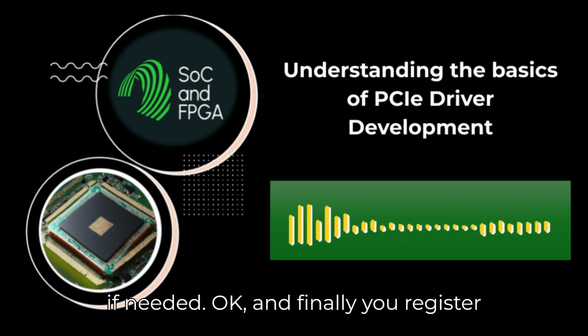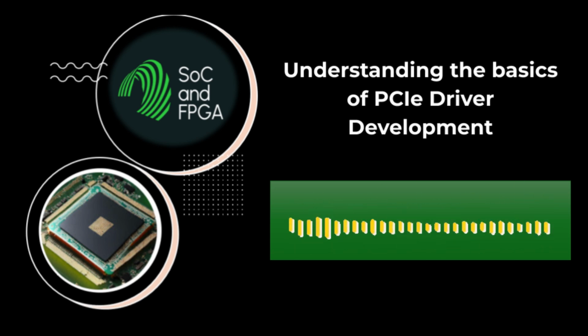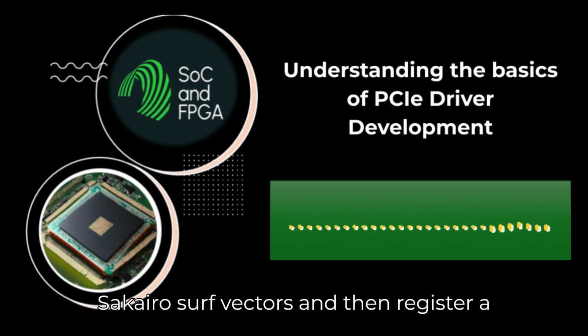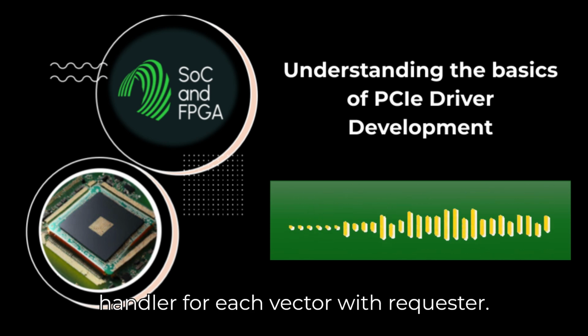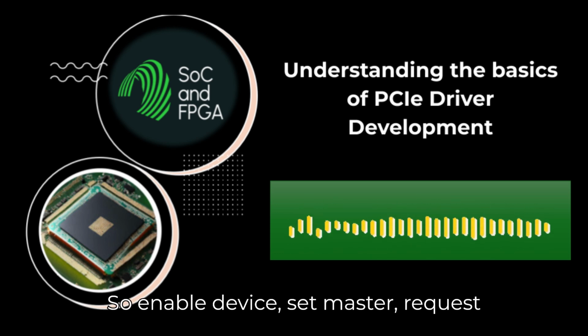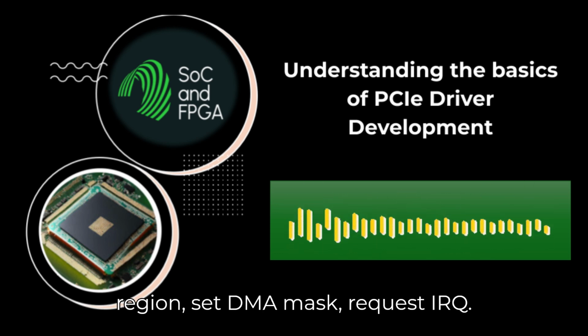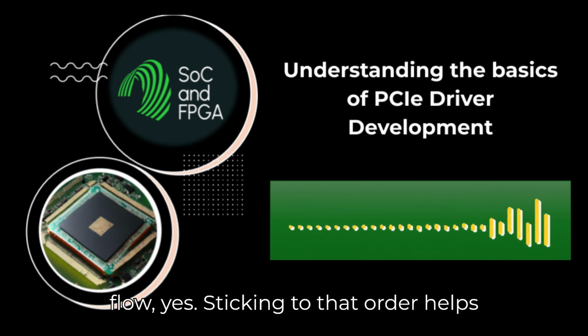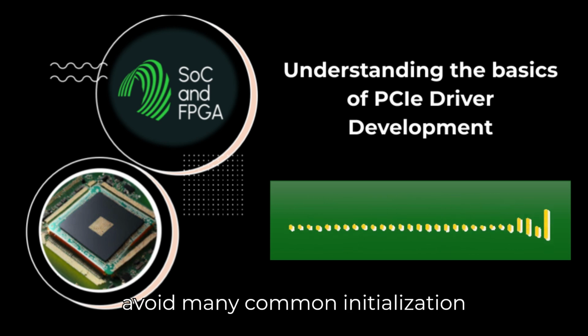And finally, you register your interrupt handler using request_irq, or if using MSI-X, you typically allocate the interrupt vectors first with pci_alloc_irq_vectors, and then register a handler for each vector with request_irq. So: enable device, set master, request region, set DMA mask, request IRQ. That sequence is key. That's the general flow, yes. Sticking to that order helps avoid many common initialization pitfalls.